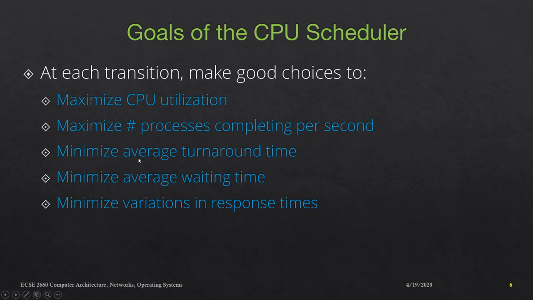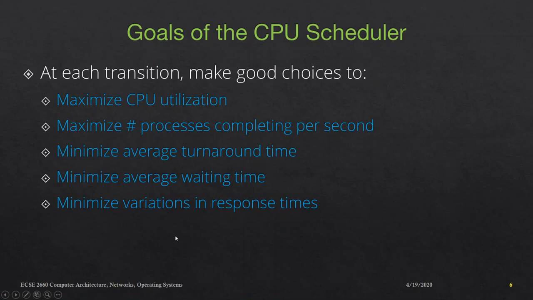The next goal could be to minimize the average turnaround time. Another goal could be to minimize the average waiting time, and this list continues. This could get larger. Another goal could be to minimize the variations in response times. So, for example, if we want to have a more consistent response time for processes, then we want to minimize the variations in those response times. And this is going to depend on the kind of CPU scheduling algorithm we use.